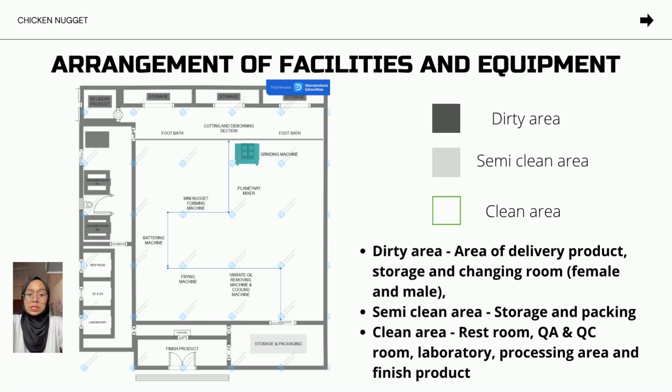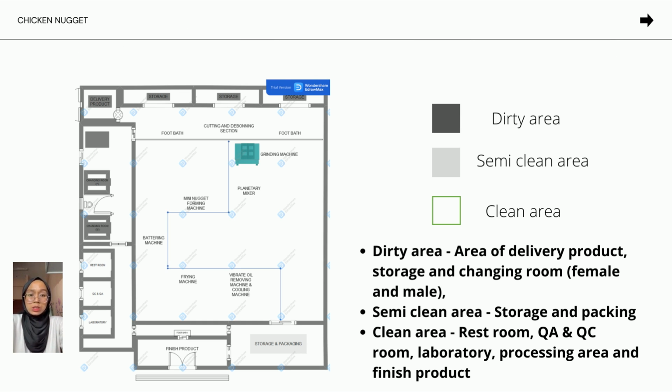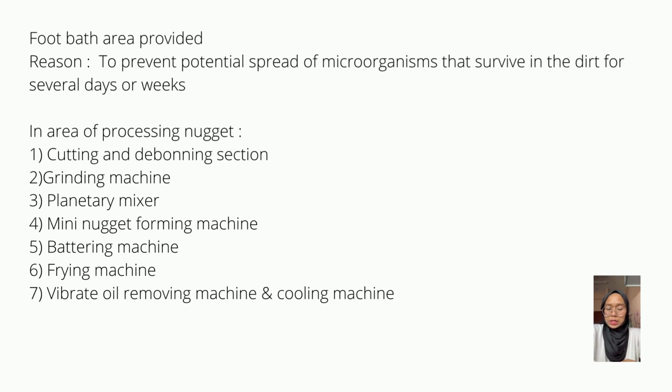So untuk processing area must be always clean untuk kita prevent daripada microbial spread. Above area must also be provided. Kenapa? Sebabnya untuk prevent potential spread of microorganisms that survive in the dirt for several days or weeks.